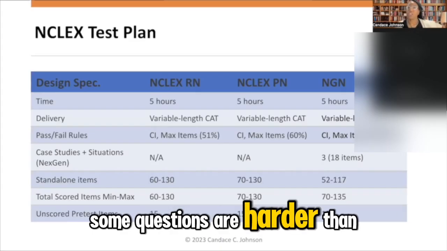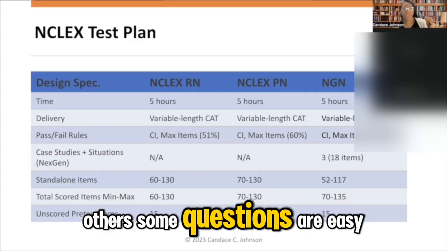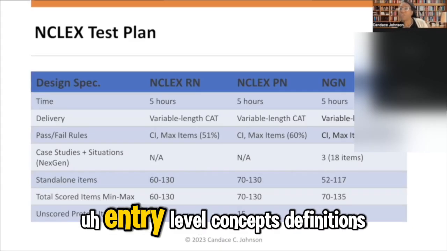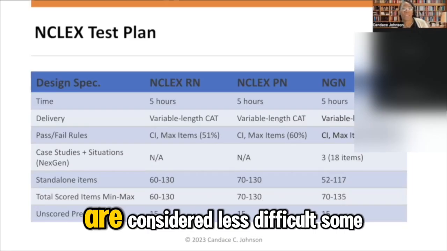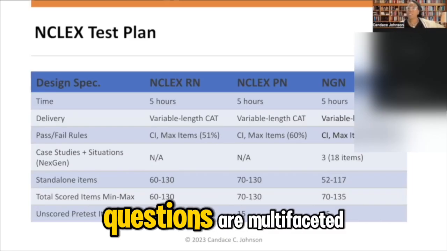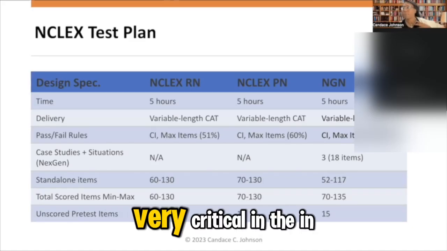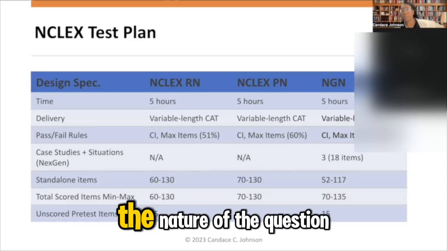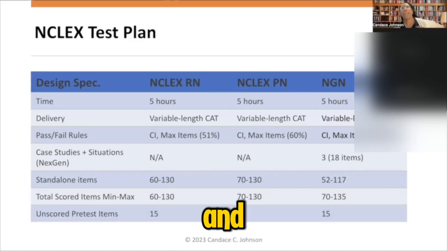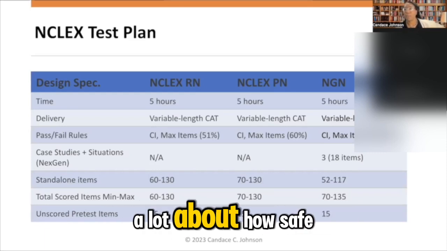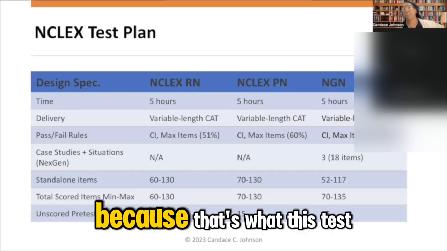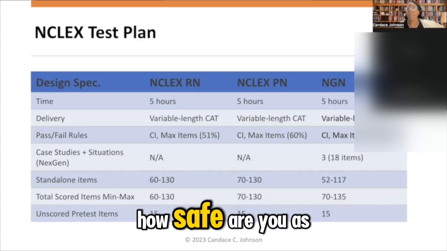Some questions are harder than others. Some questions are easy, entry-level concepts, definitions that are considered less difficult. Some questions are multifaceted, very critical in the nature of the question, and really can tell the algorithm a lot about how safe you are, okay? Because that's what this test is about. How safe are you as a nurse?